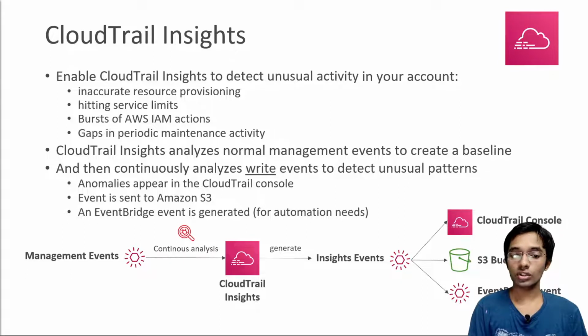These anomalies, these insight events, will appear in the CloudTrail console. They can also be sent to Amazon S3 if you want to, and an event-based event in CloudWatch will be generated in case you need to automate on top of these CloudTrail Insights, for example, to send an email. So this is the idea behind CloudTrail Insights.